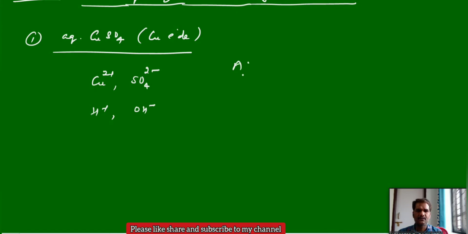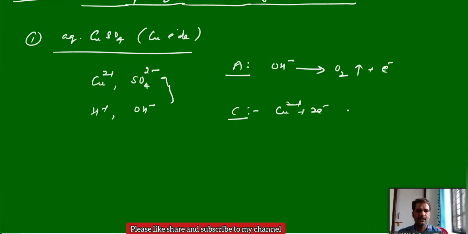Actually, according to the previous discussion, at the anode oxidation and at the cathode reduction take place. Among these two, sulfate ion and OH- ion, we know that OH- ion should give oxygen. They should liberate oxygen gas by liberating electrons. At the cathode, you have Cu2+. It should take up electrons and give copper. This is the general thing according to the previous discussion.